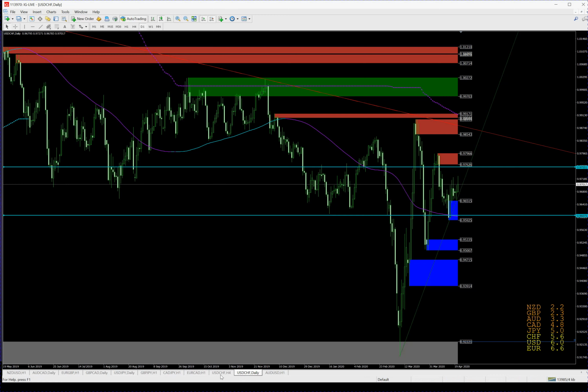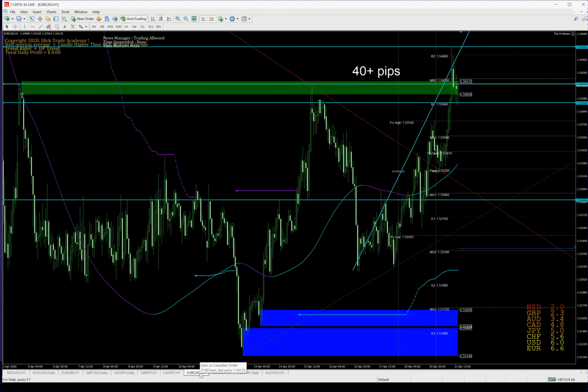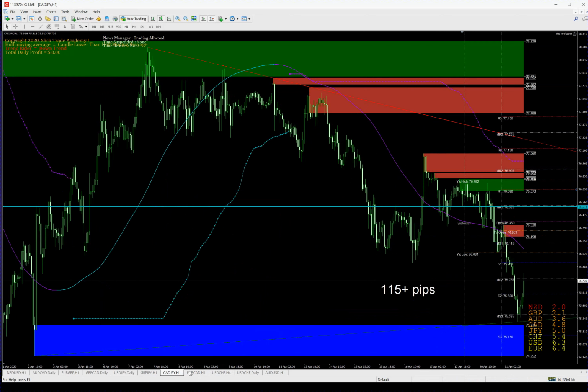Sorry. If we look at the EURCAD, this was a trade I sent out last week as well, and if you got in on it, you were able to gain 40 pips. Right now, on the hourly time frame, we do have, let's see here. Let's see here. CAD yen. Here we go. Sorry.